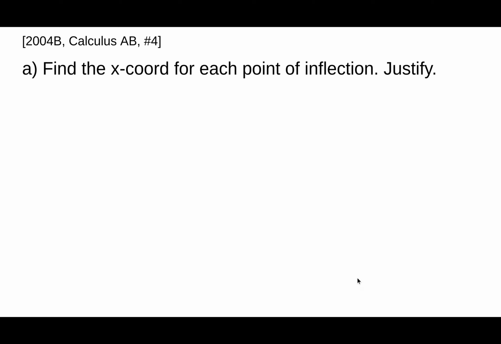This is from the 2004 exam, Form B, question number 4, and it is not calculator active. In the question stem, we're provided the graph of f prime of x and not really much else. There's a little bit of information about the graph. It has a horizontal tangent line at x equals 1 and x equals 3. But we are asked to find the x-coordinate for each point of inflection and to justify our conclusion.